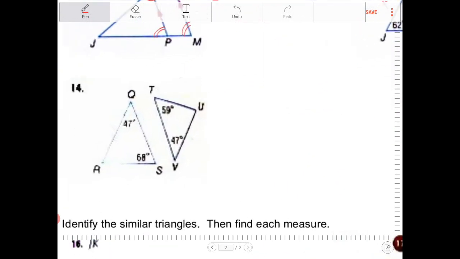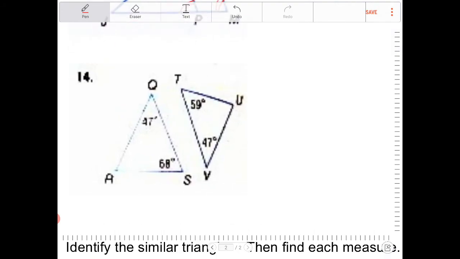Okay. Let's take a look at the next one. So this is 68, and this is 59. And if we look at this, 68 plus 47, what is that? 68 plus 47 is 115. Subtract that from 180, that's 65.